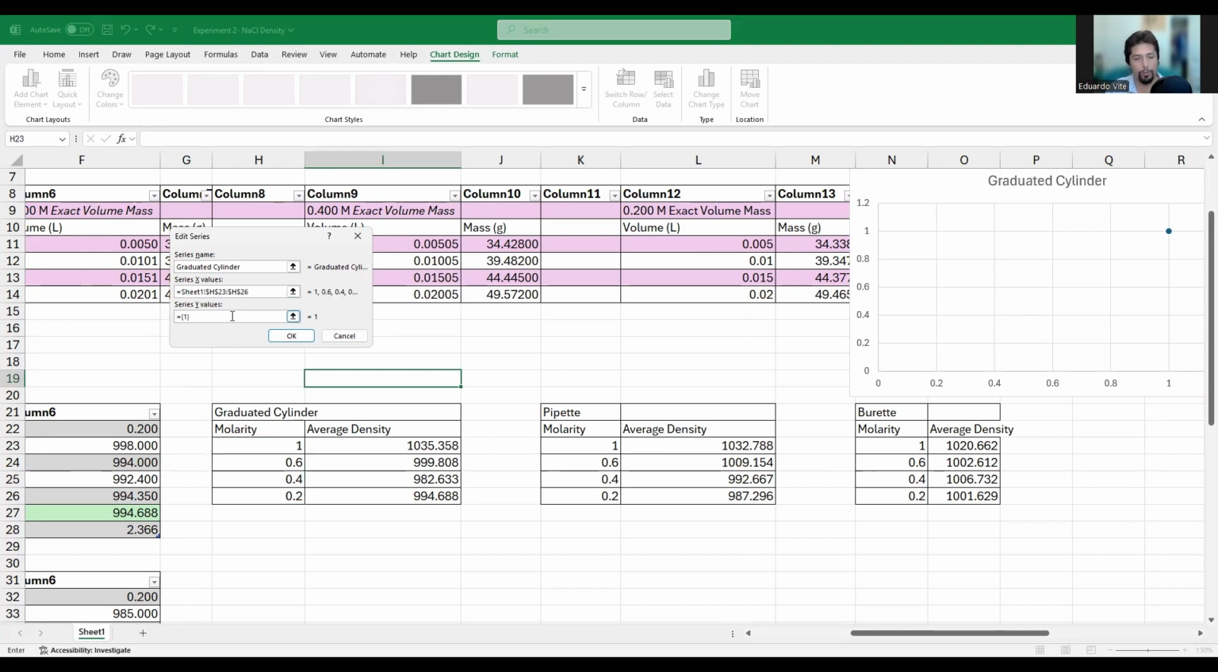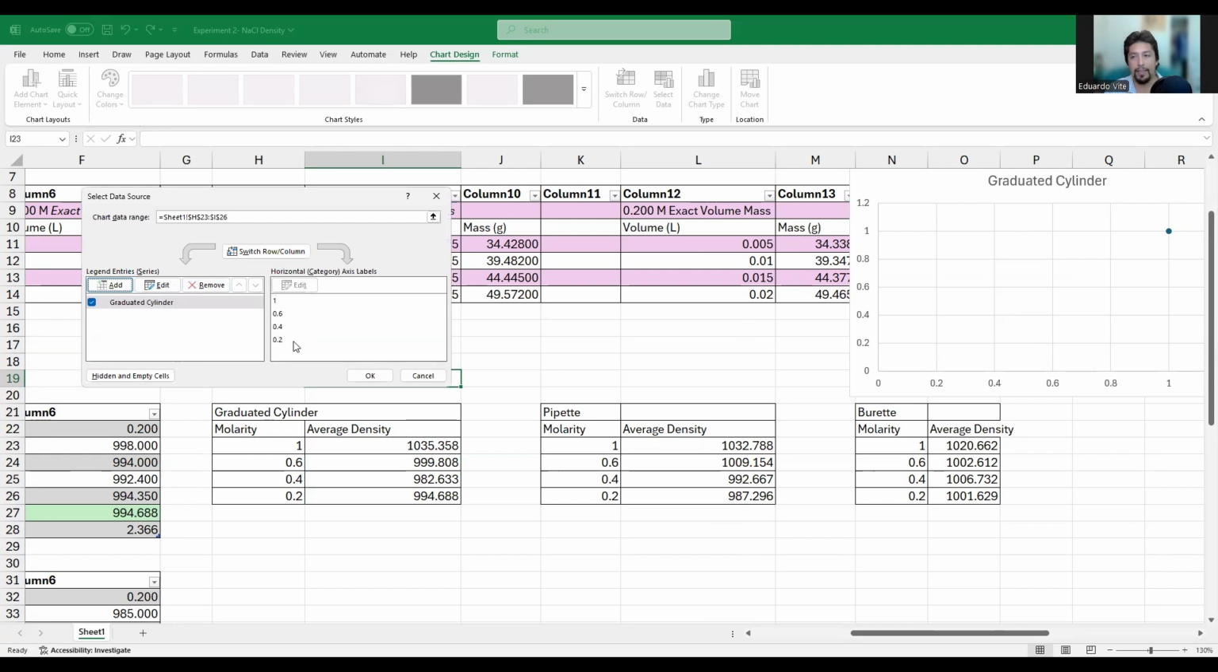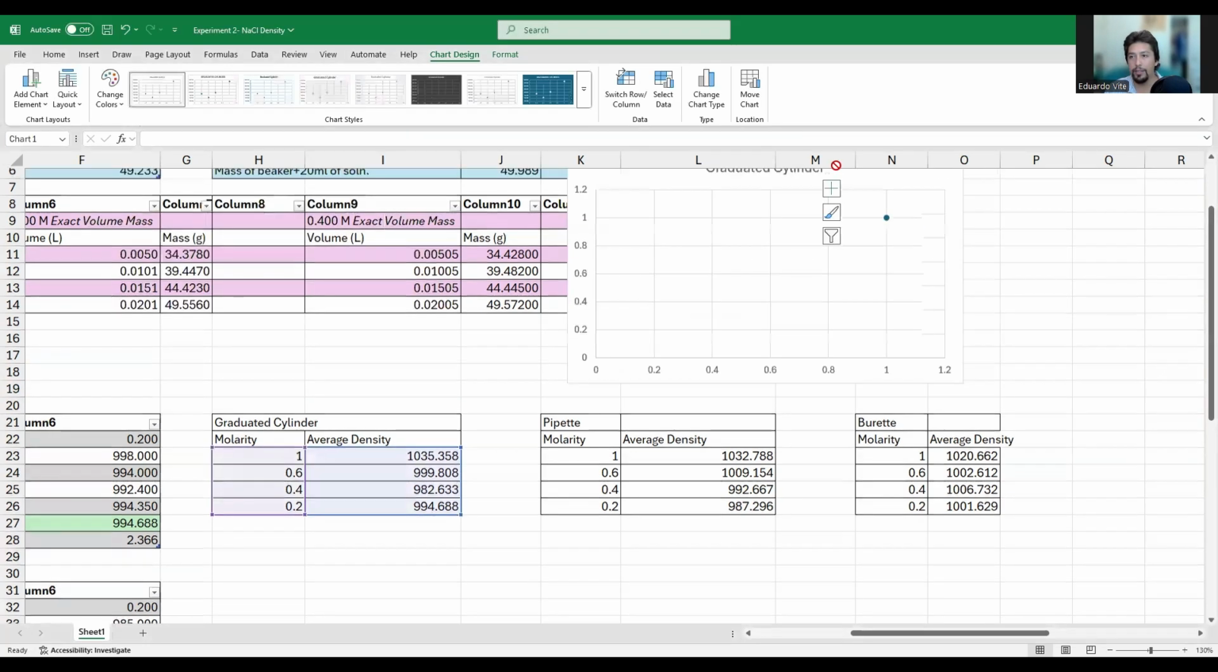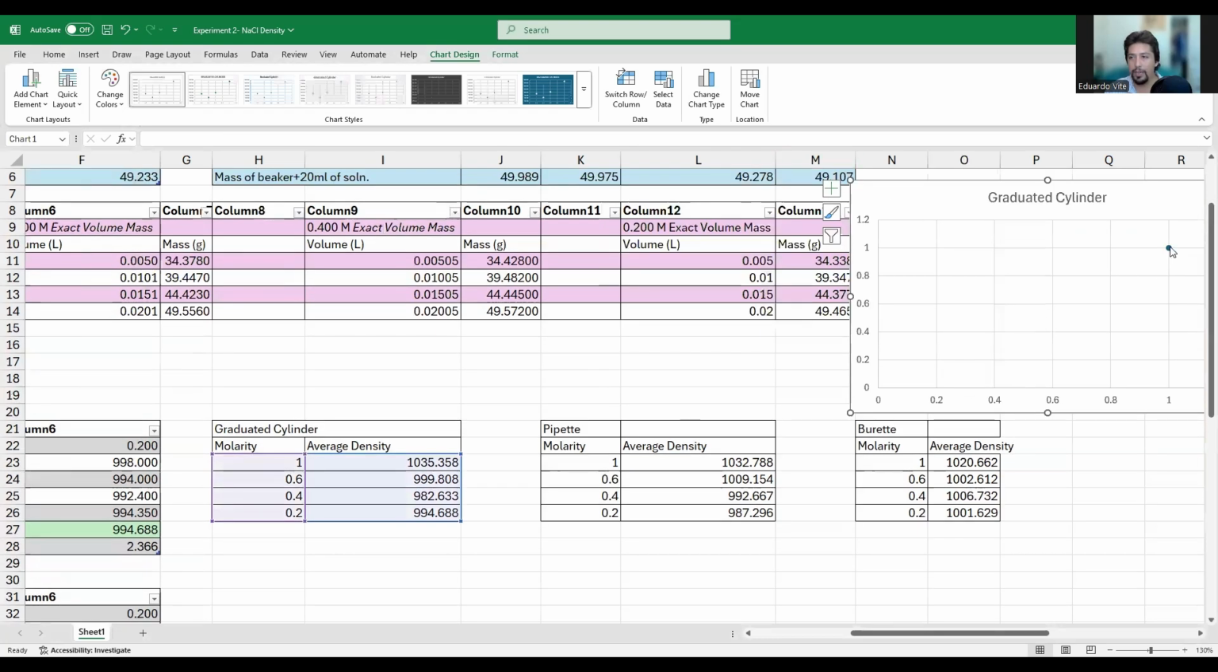Y values, remember, remove the bracket. Just forget about it. Here we go. And then OK. And then that should populate everything right there. And then I'm going to click OK. Now, for some strange reason, I am only getting one value here appearing. So I'm going to go ahead and pause right now and figure out what's going on.